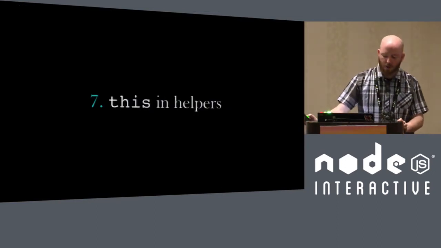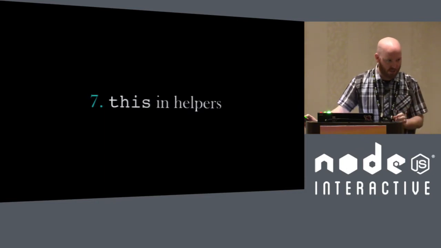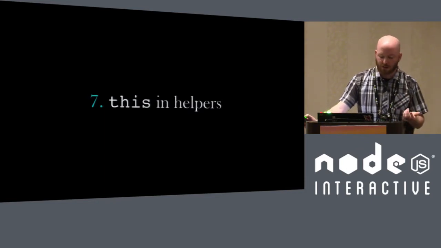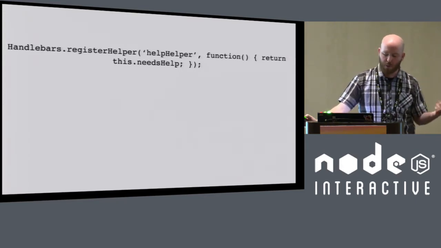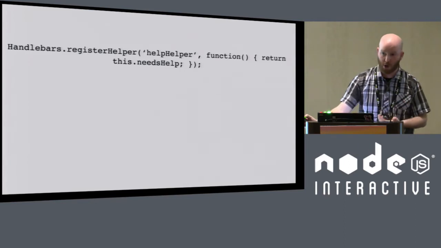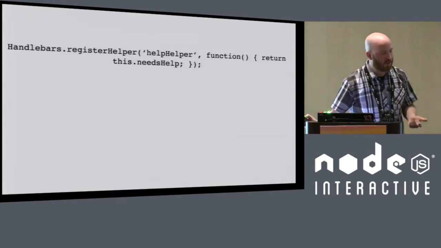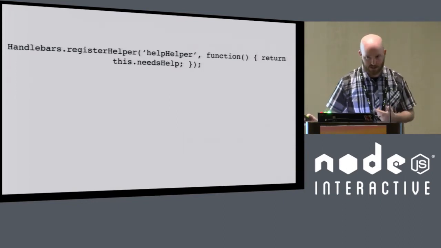Back to helpers. Helpers are JavaScript, and because they're JavaScript, there is the this keyword. I was curious, what is this in helpers? Typically, you register a helper, and if you want to get some input into your helper, you'll define some arguments for it. What's interesting is that you don't actually need to do this. In this example, the helper is going to return this.needsHelp.